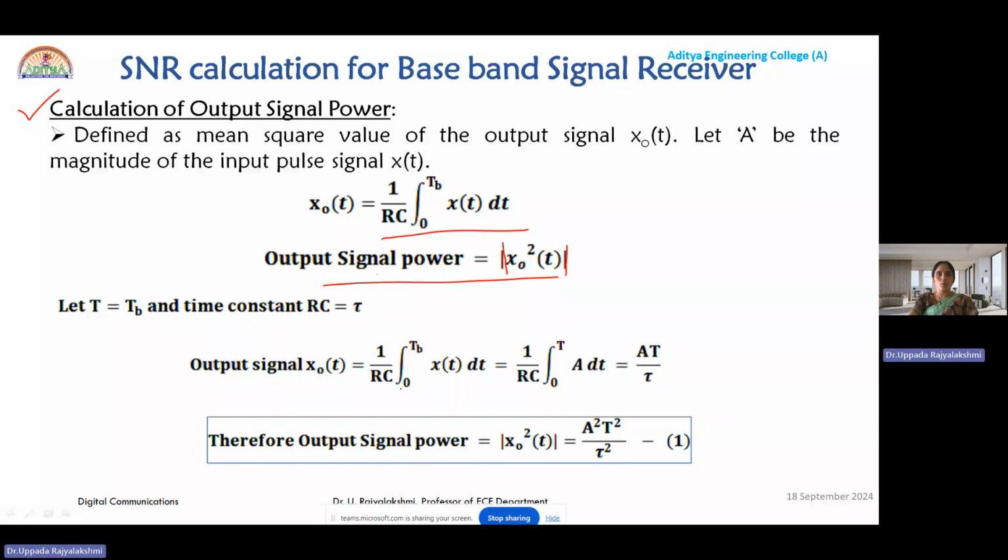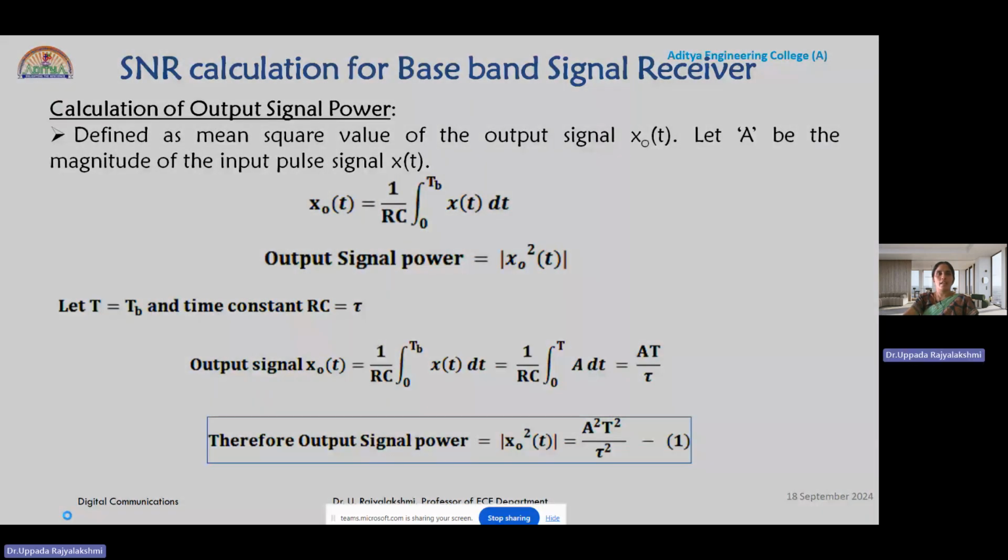So x naught of t is 1 by RC integral 0 to t, because we assumed the time interval as 0 to t. The magnitude is A, so magnitude A is independent of integration. So A by tau, where RC is a time constant. So A by tau integral 0 to t dt. Integral dt is t with the limits 0 to t, so you will get At by tau. But output signal power is defined as the mean square value of the output signal. So that's why you will get it as A square t square by tau square. Take it as equation 1.